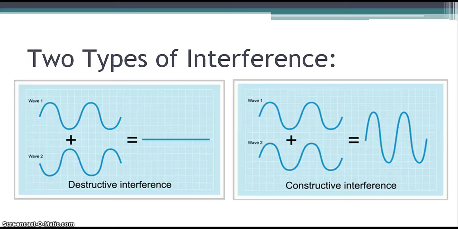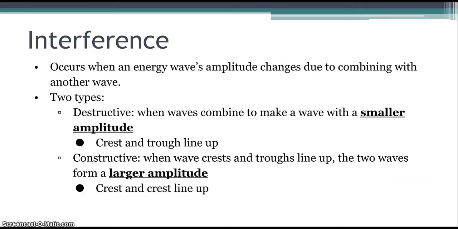These just happen to be two identical waves, but if they were not identical and you had a trough line up with a crest, then there would be less energy flow when the two waves combined, but it may not be no energy flow. Going back and looking at the opposite type of interference, we're now talking about constructive.